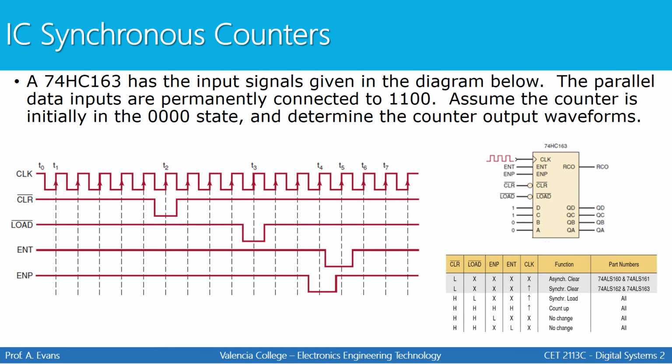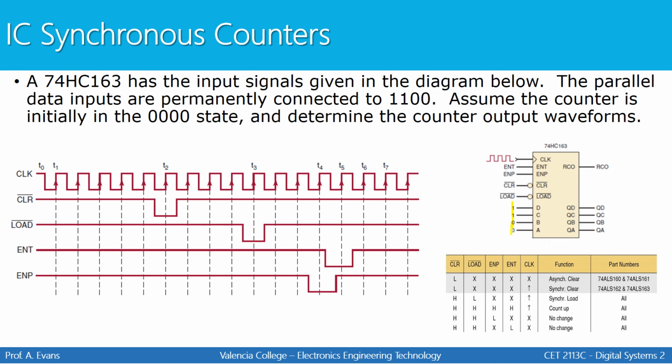So let's look at an example. We have a 74HC163 that has the input signal shown below. The parallel data inputs are permanently connected to 1100. That's shown right here. Assume the counter is initially in the 0000 state and determine the counter output waveforms.